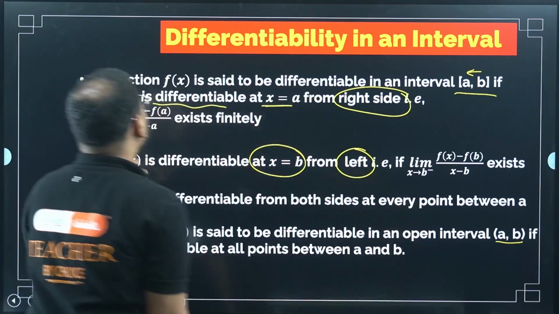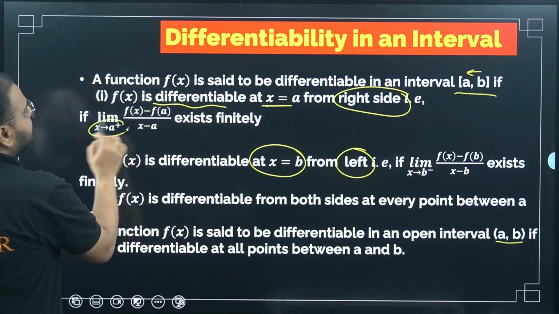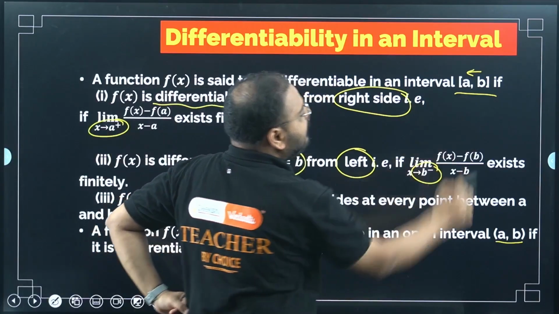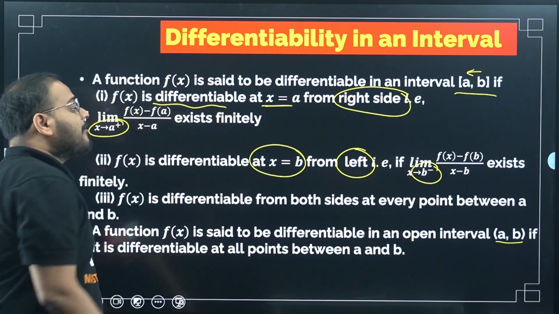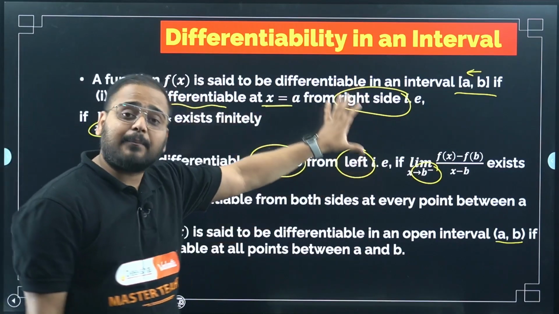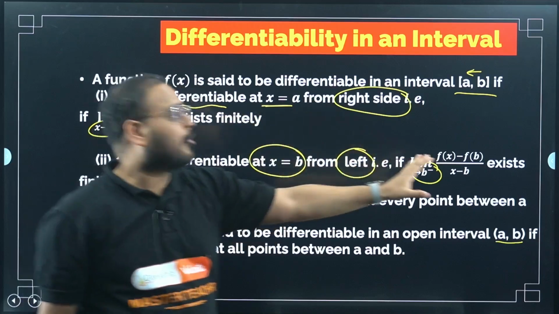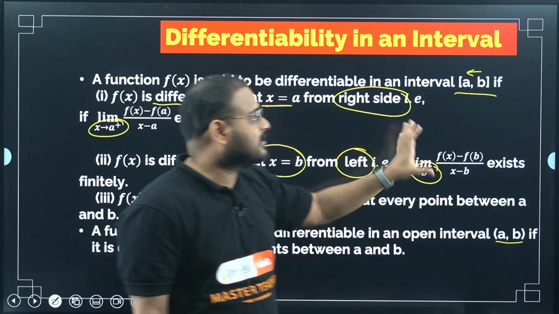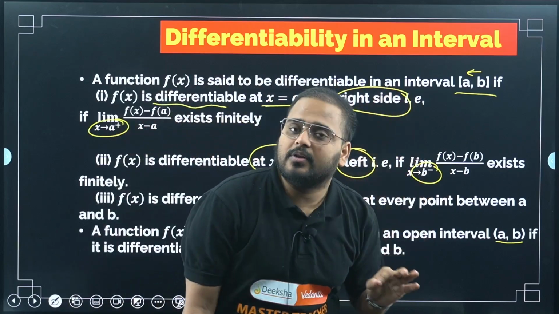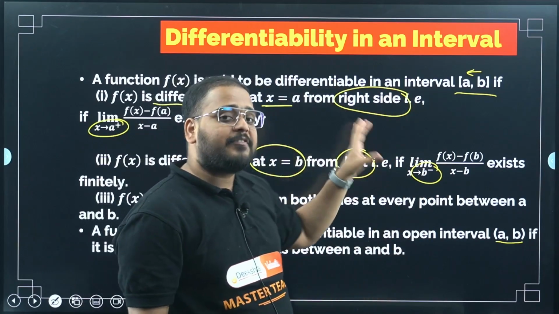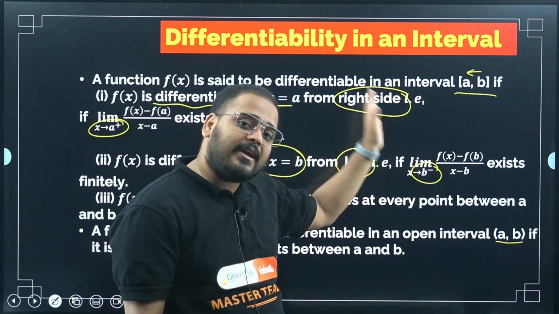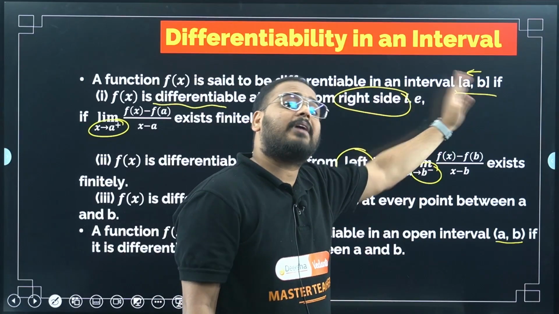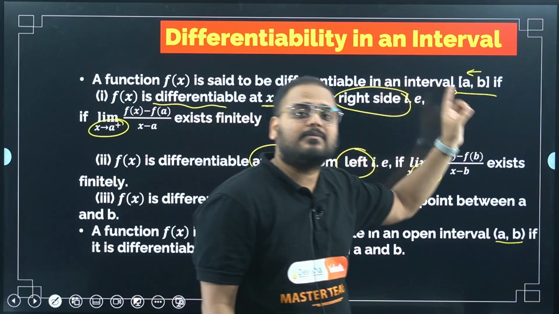Please check here. This is for a plus, because you are finding it from the right of a, and this is for b minus, because you're finding it from the left of b. If this is true, and apart from these, at every single point between a and b it is differentiable, then I call the function differentiable in the closed interval a to b. For a function to be differentiable in a closed interval, at every point in the domain it should be differentiable, and at a it should be differentiable from the right, at b it should be differentiable from the left.